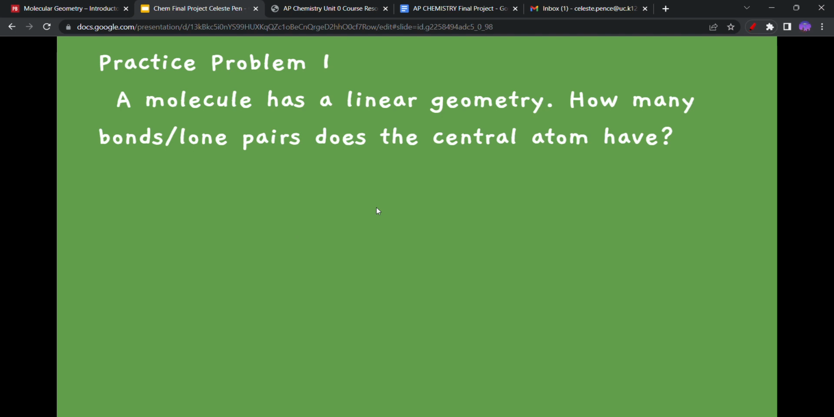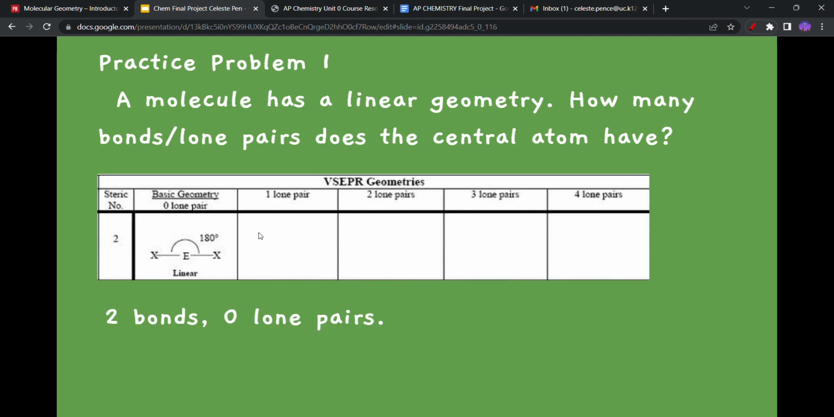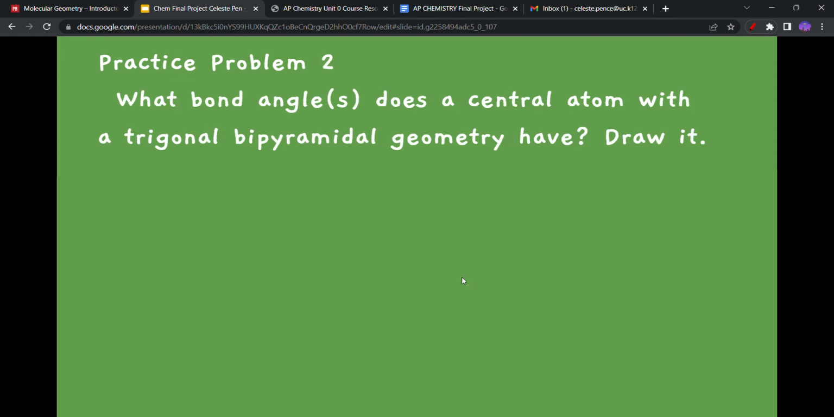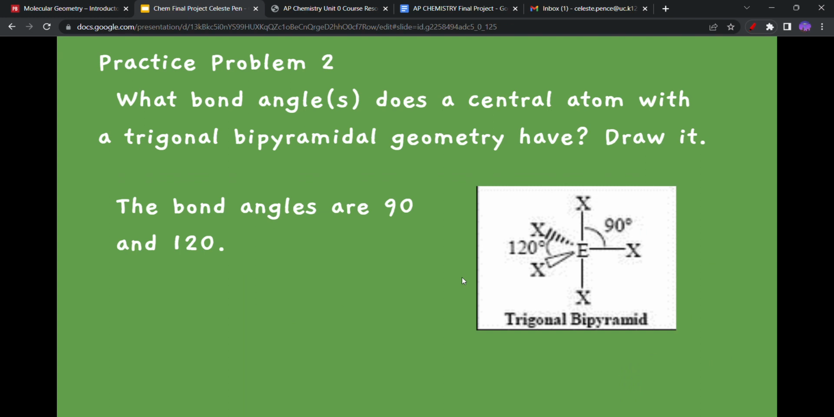A molecule has a linear geometry. How many bonds and lone pairs does a central atom have? Stop the video here and try the problem by yourself. A molecule with linear geometry has 2 bonds and 0 lone pairs. What bond angles does a central atom with a trigonal bipyramidal geometry have? Draw it. Stop the video here and try the problem by yourself. The bond angles are 90 and 120, with 5 atoms coming off the central atom, 3 being parallel, 1 being in back, 1 being front, with 120 between the parallel ones, and 90 between the front and back.